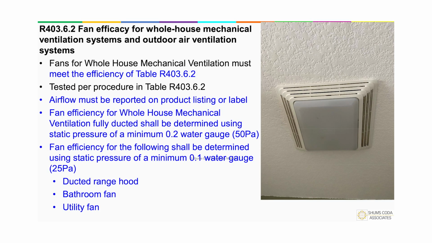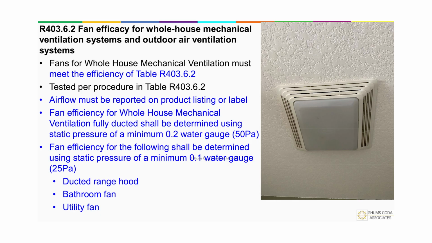So this is the other part where the energy code comes in. Our whole house mechanical ventilation system is a requirement out of the mechanical code or the IRC mechanical section. The energy code says, one, we want to make sure that that fan meets the efficiency that we find in table R403.6.2.